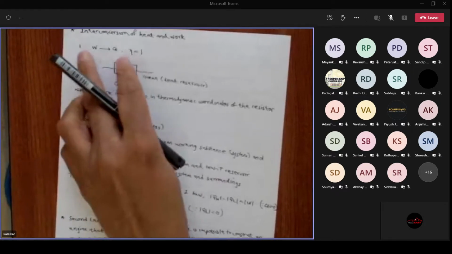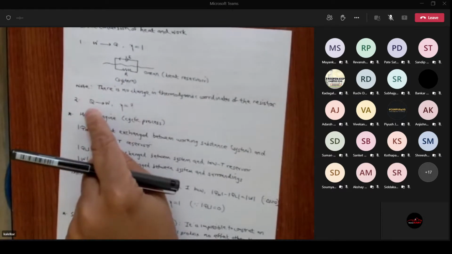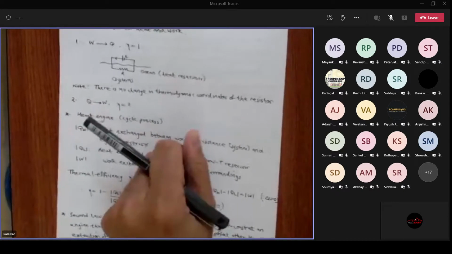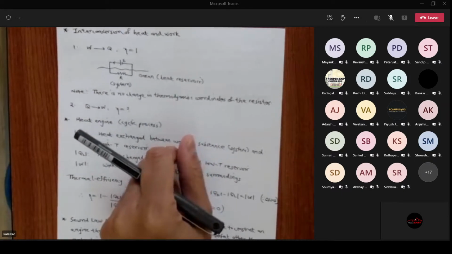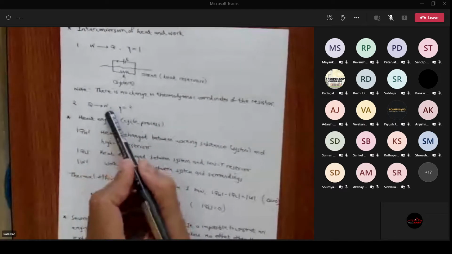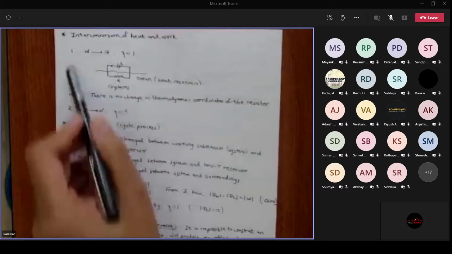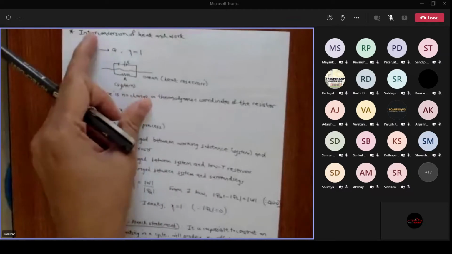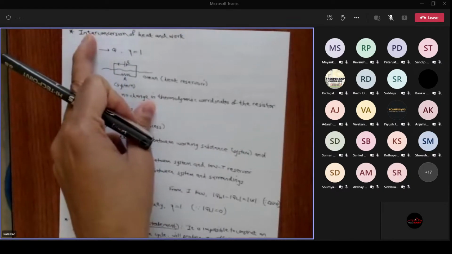Now, the question is the reverse. Can I convert heat to work, and what is the efficiency? Can that be 100%? Can you convert 100% of heat into work? And this question is the starting point of the second law of thermodynamics.